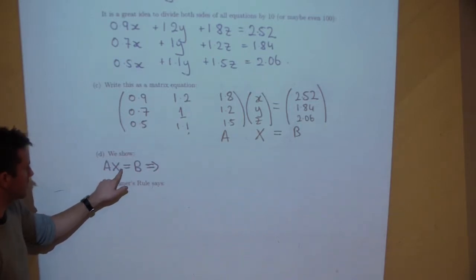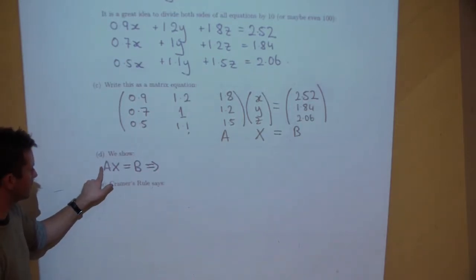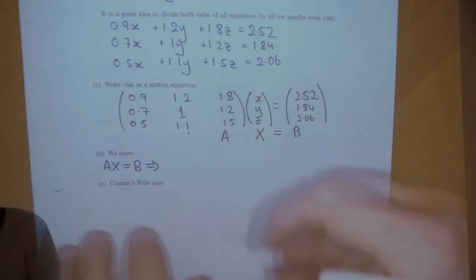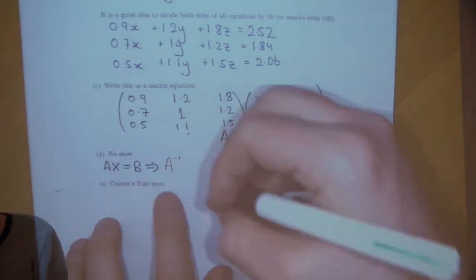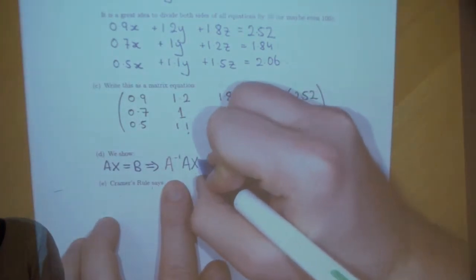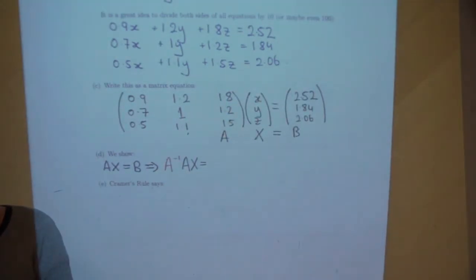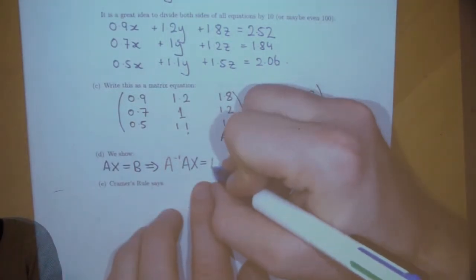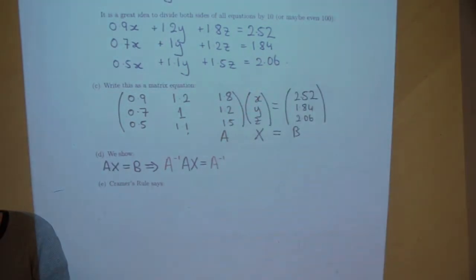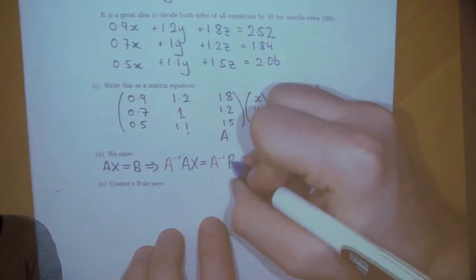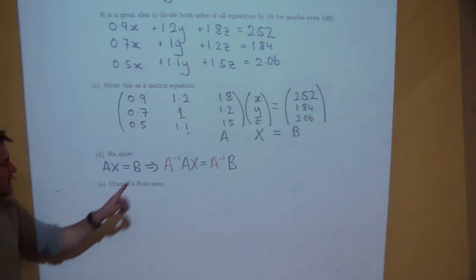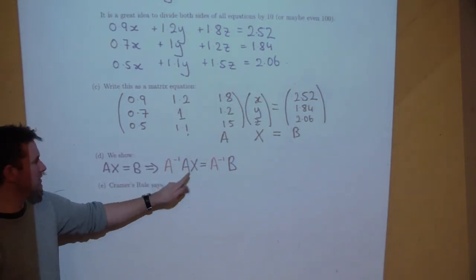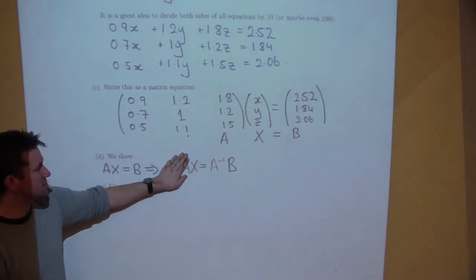A inverse. On the right or on the left? On the left. So you're going to multiply by A inverse on both sides, on the left. So you get A inverse times AX equal to A inverse times B. And the A inverse undoes the action of the A, so you just get X is equal to A inverse B.